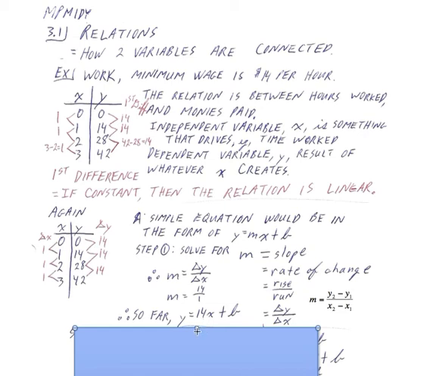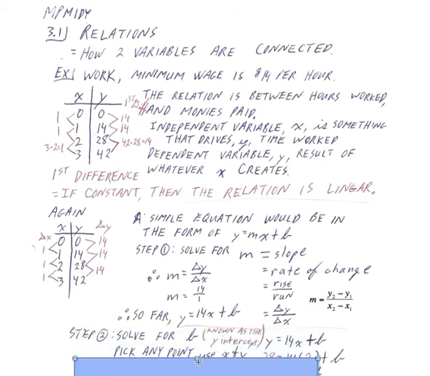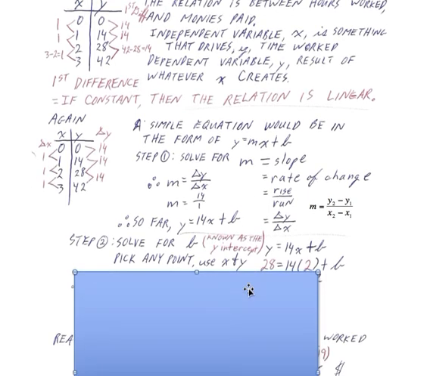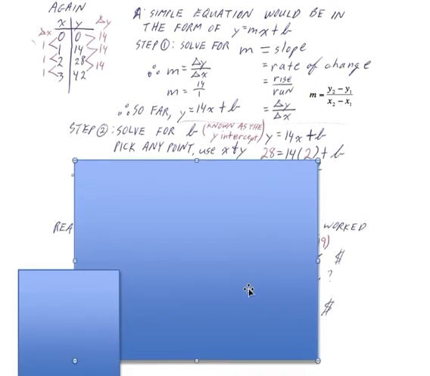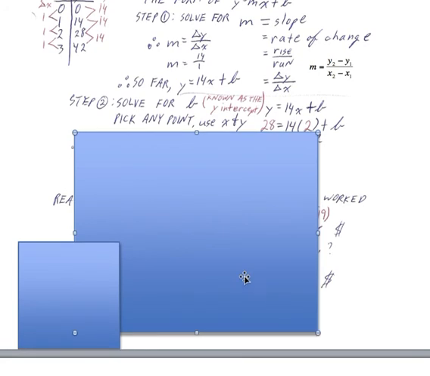To solve for the 0, you can pick any other point in your table. Doesn't matter. As long as you use x and y properly, you will solve for the b factor. Now there is a name for the b factor, and that is the y-intercept. Let me just raise this up a bit.